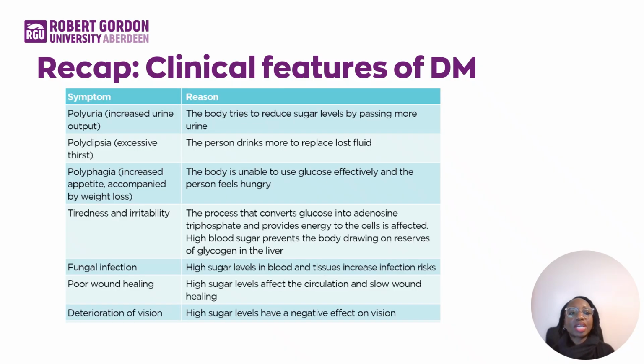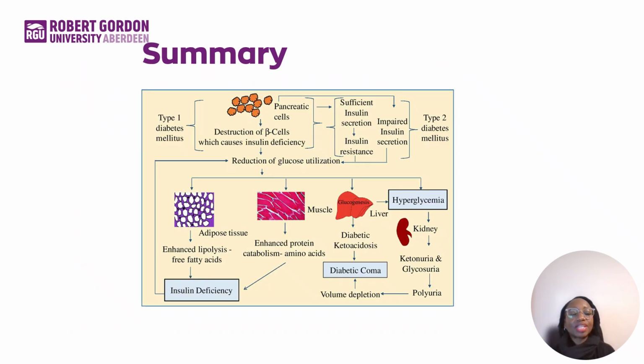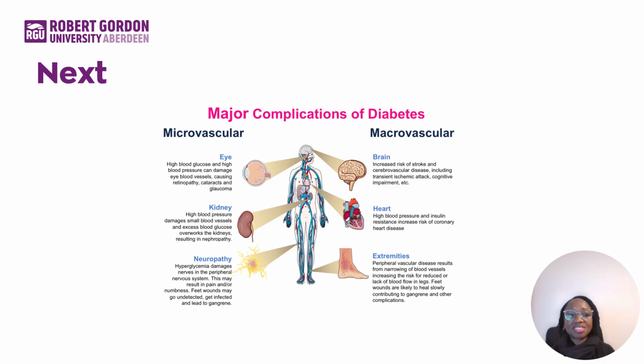Okay, again to recap, the symptoms of diabetes. Again, have a little pause here to have a look at these symptoms of diabetes that you should be aware of. Okay, and then another summary again of the two types of diabetes. Okay, type 1 and type 2, what happens in each of them. Okay. Next in the series, we'll be covering the major complications of diabetes. These include microvascular and macrovascular complications.